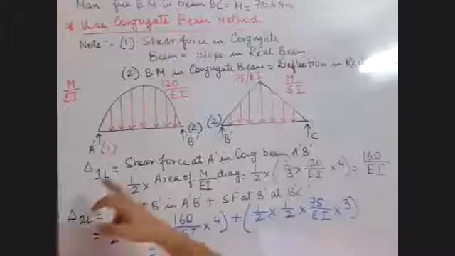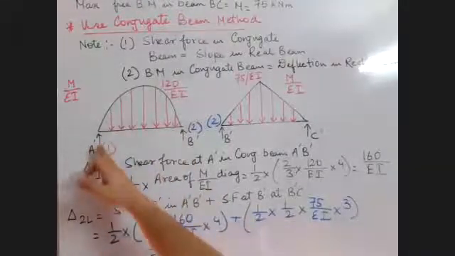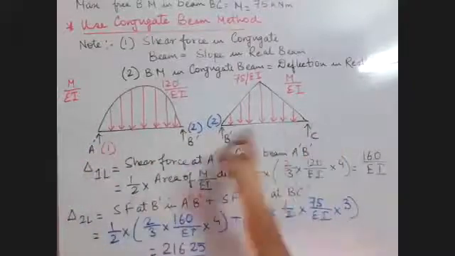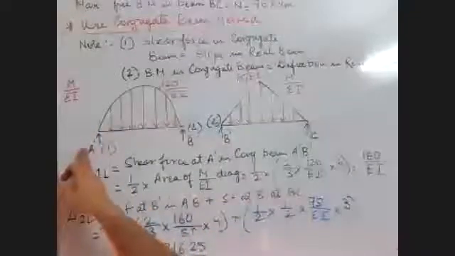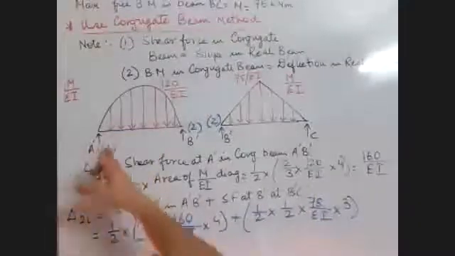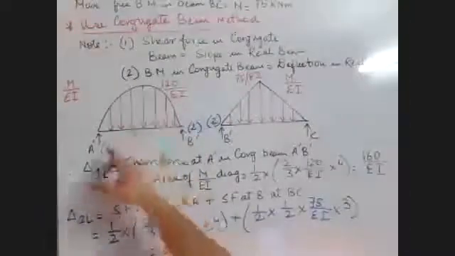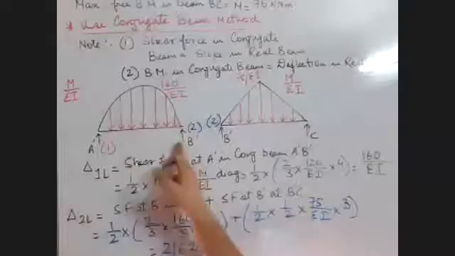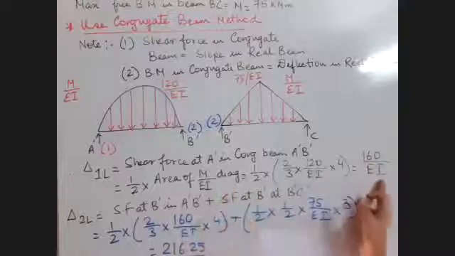So delta 1L is located only at this point. Point 1 is not located on any other beam. So point 1 will be only the shear force at this point. Make sure this is point 1, that means the shear force at A, and it is a simply supported beam. So the shear force at A dash will be equal to the shear force at B dash, half of the area of the M by I diagram.